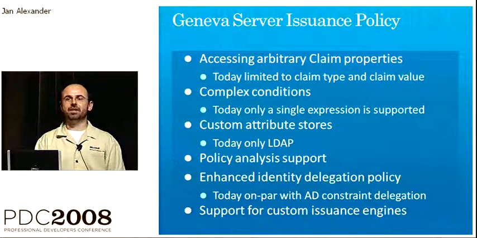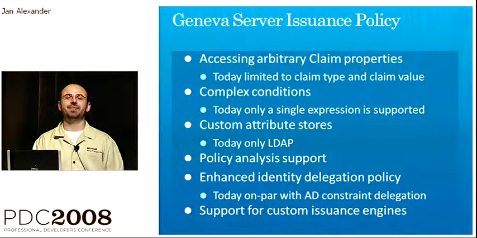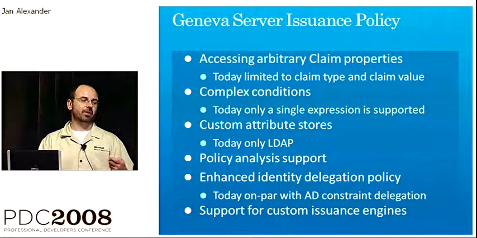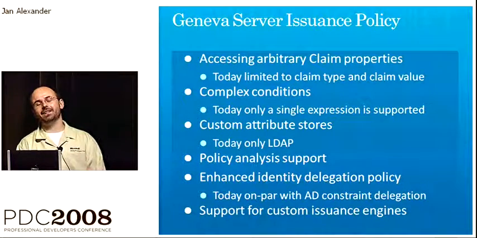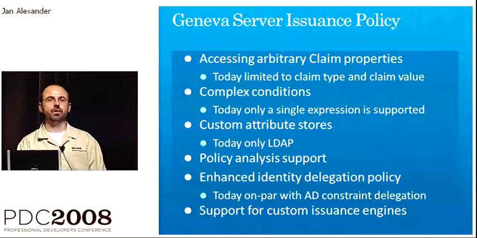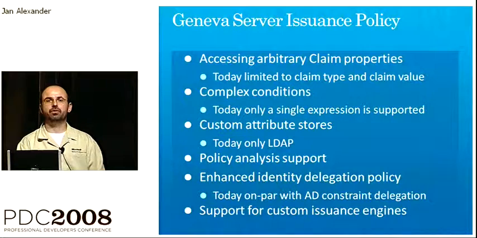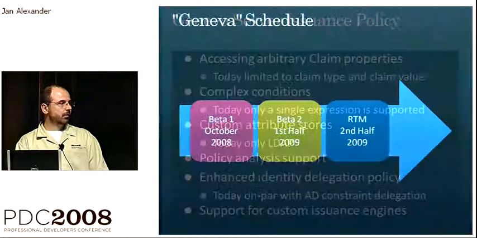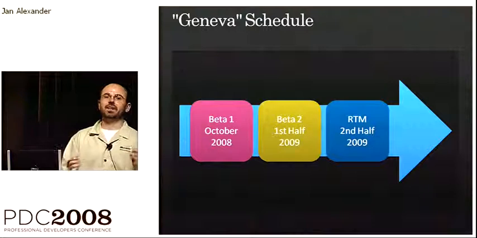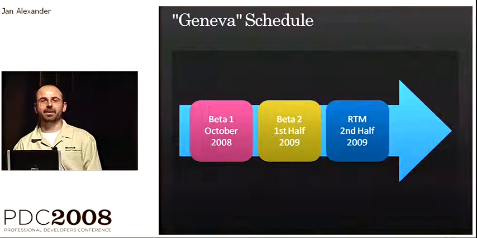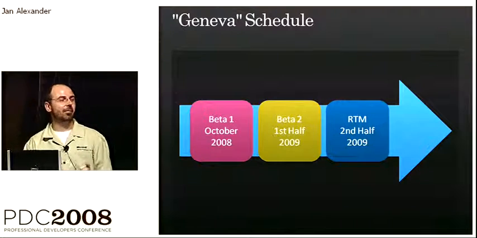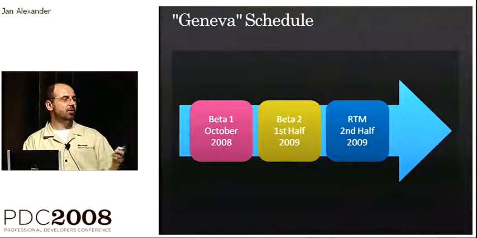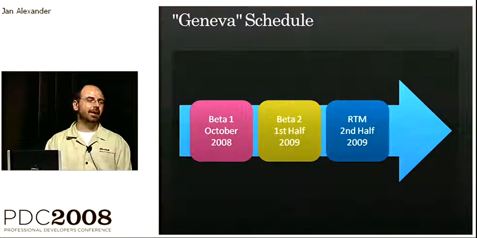We want to provide some analysis so you can actually reason about what a policy does without running it. Some more about delegation. And we want you to be able to extend the process of token issuance so that you can do some custom steps in that pipeline on the Geneva server. So that's the Geneva server. You might be asking when you're actually going to get that. Besides those blue slides, where I cannot make any promises right now, for the black slides, you get beta 1 right now. It's available since Monday.